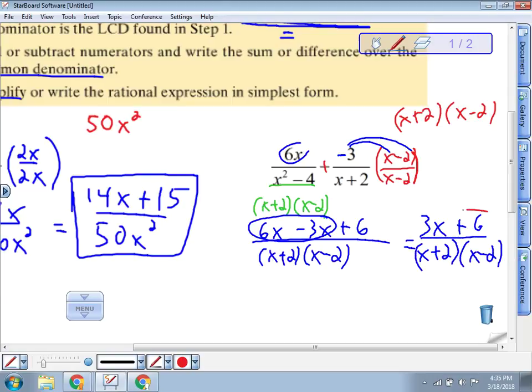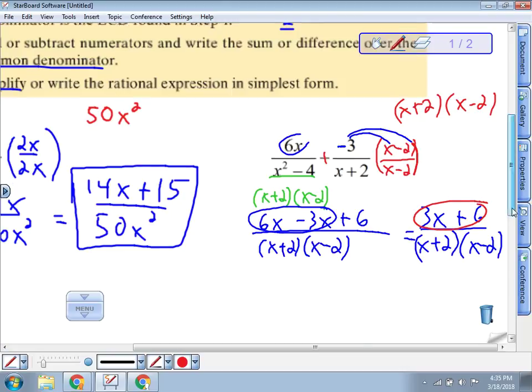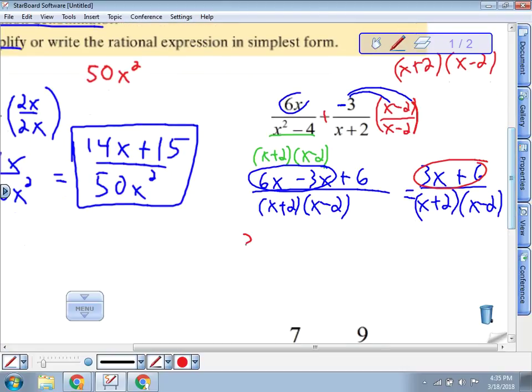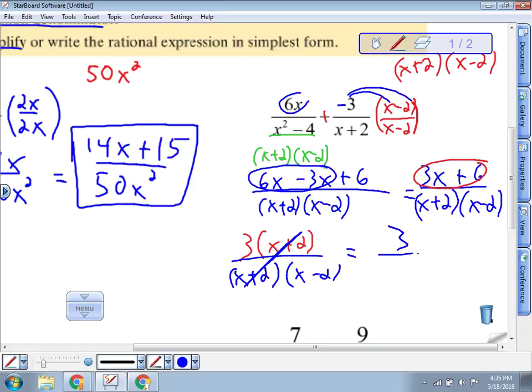Then always look to see if we can simplify. All right, I can factor out a 3. So that becomes 3. Factor out the 3, I'm left with x plus 2. And then it's all over my x plus 2, x minus 2. Well, you can see that this right here will cancel out. They're the same thing. So my final answer is 3 over x minus 2.